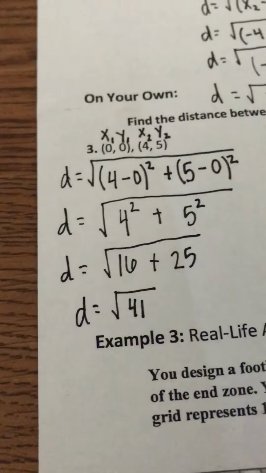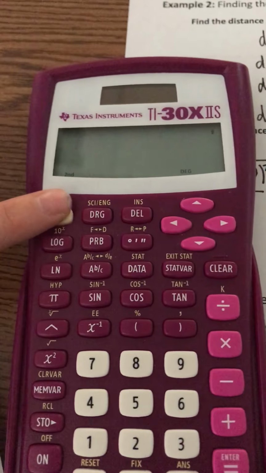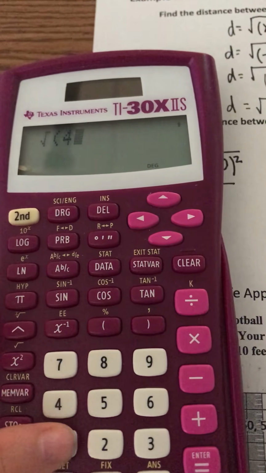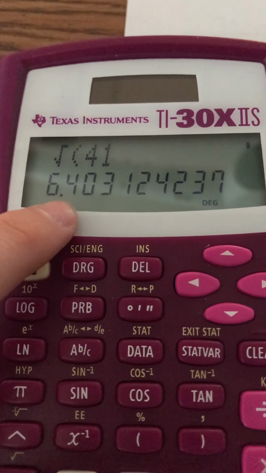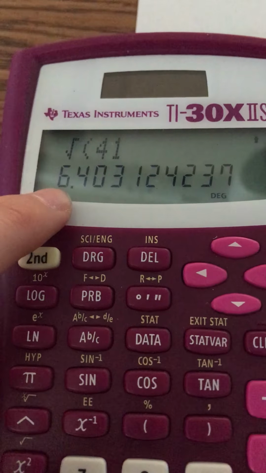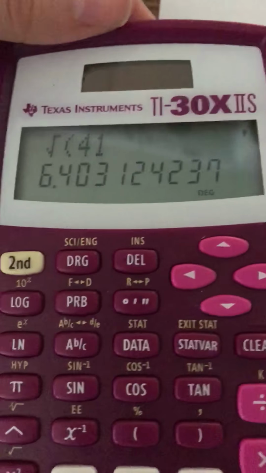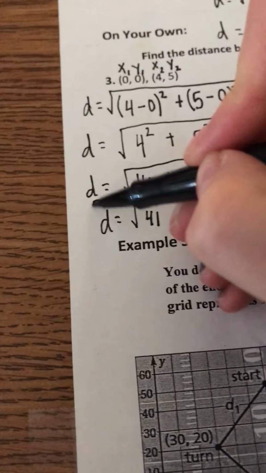And if I were to type that in my calculator, I'm going to take the square root of 41 equals, and I'd get a decimal. So this is about 6.4 units long. So if you were thinking about those squares, it'd be about 6.4. So I'm not going to write 6.4 though. I'm going to just leave it as the square root of 41. So I am done.